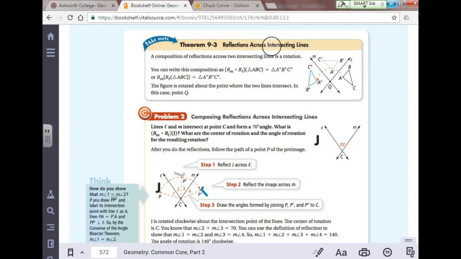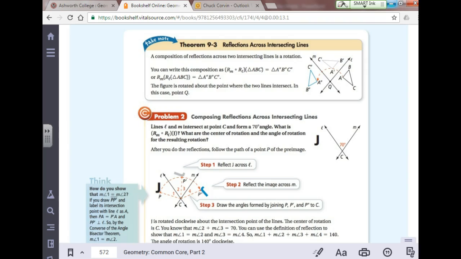If you look right above problem 2 on that page, it tells you that when you reflect across two lines that intersect, and then you reflect again, we're going from here to here. If you reflect, it would look like this, and then you reflect it again, it would look like this. What you're going to find is that's the same as rotating it around the place where the two lines cross. It just ends up being that way.